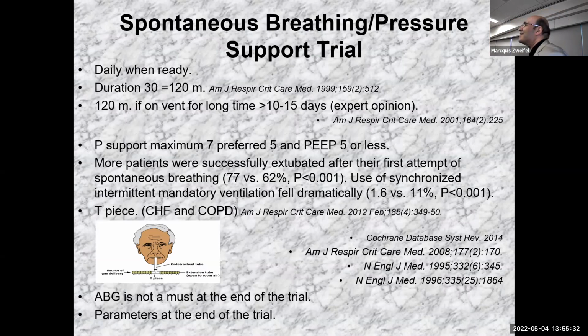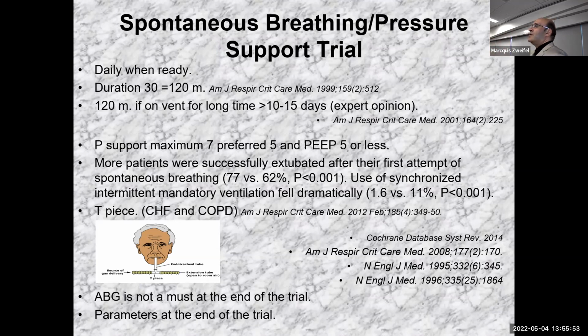Okay, so the breathing trial, you do it for 30 minutes rather than 120 minutes; they are equal. Studies showed 5 of pressure support over 5 of PEEP for 30 minutes, then assess. You may need or may not need an ABG.